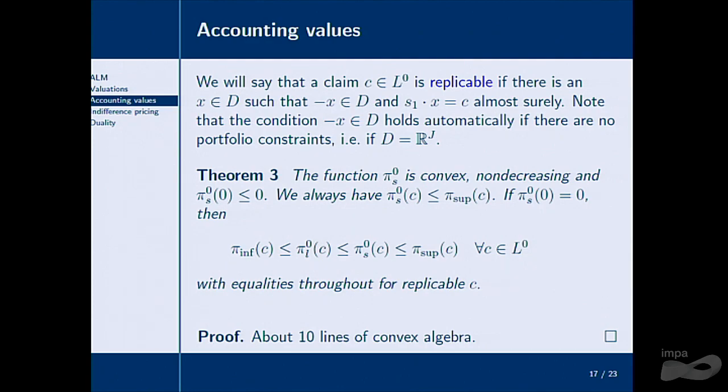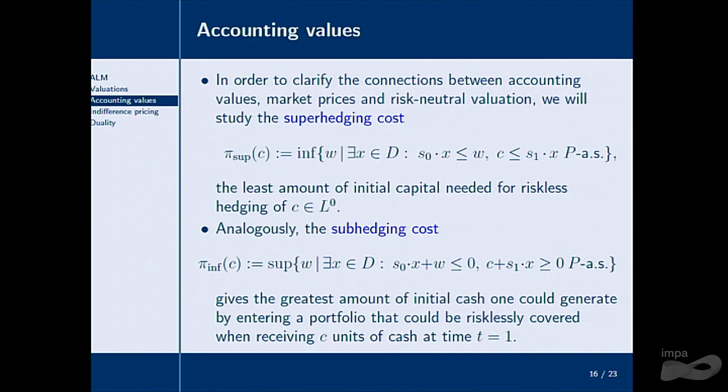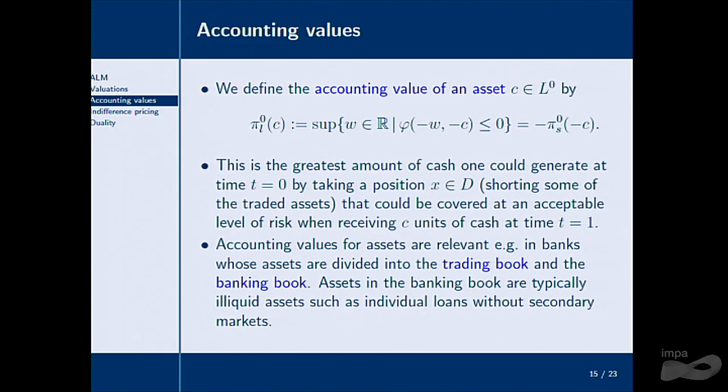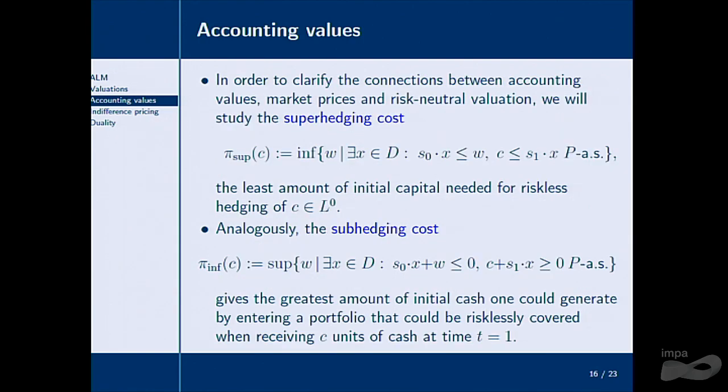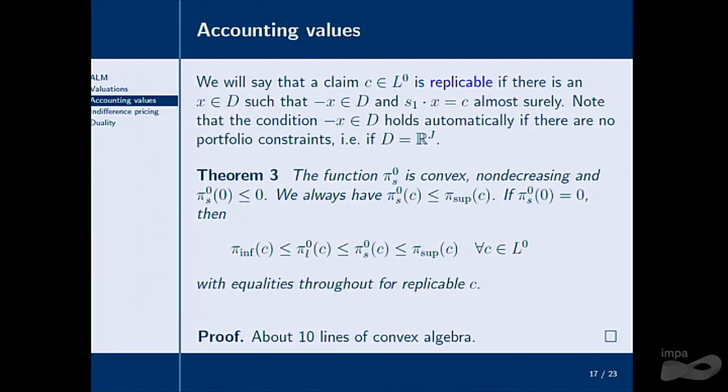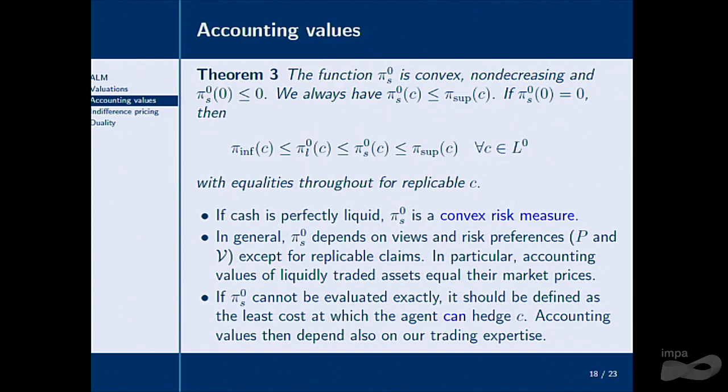Question? What was Pi L? Pi L, that was the accounting value for a long position in the asset. Like if a bank has some illiquid loan in their books. So that's that. Yeah, then these remarks, I think I mentioned them.